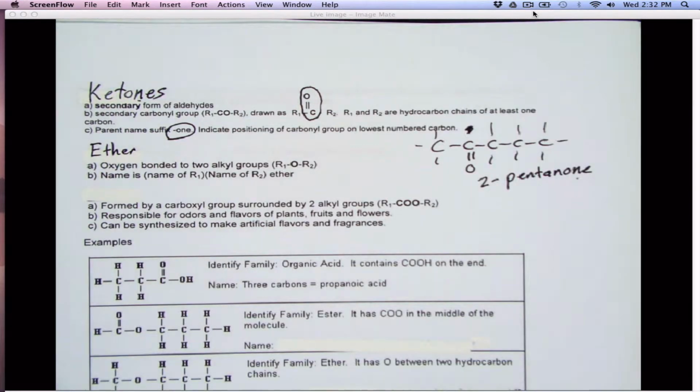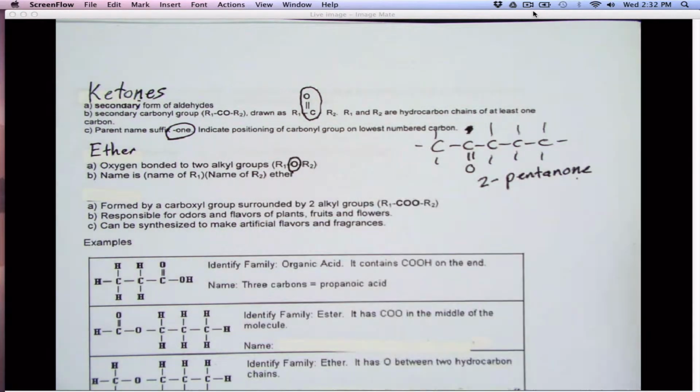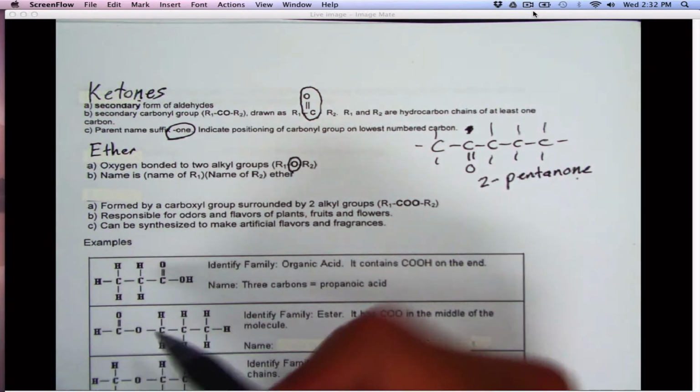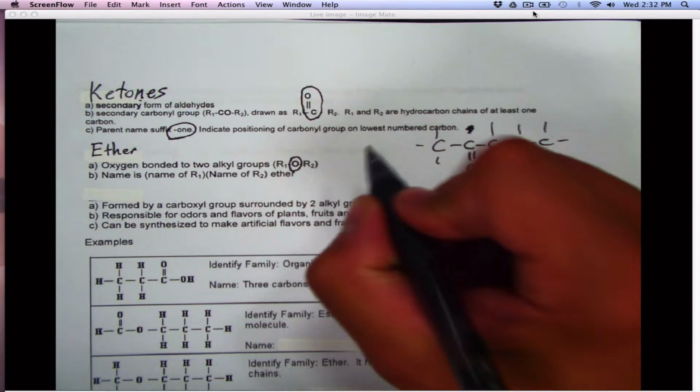All right, ethers basically have a sandwiched oxygen. They have an oxygen in the middle of a bunch of carbons. So what you do is you basically name one side, name the other, okay? And then just put ether at the end. So here's what you're going to run into.